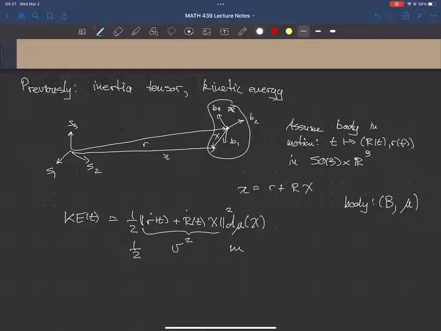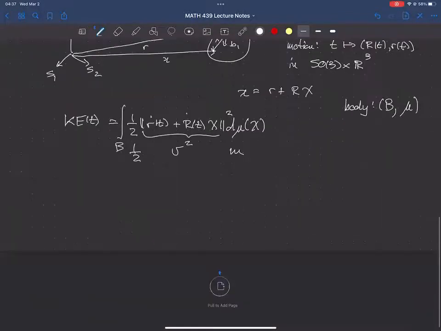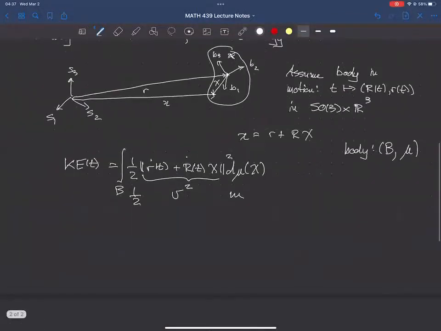So that's going to be the kinetic energy of the little particle at body location chi, and then to get the kinetic energy of the whole body, I integrate over the body. All right. Okay, so let's expand that and again obtain a nicer looking expression for it. Okay, so we're just going to do some calculation here.